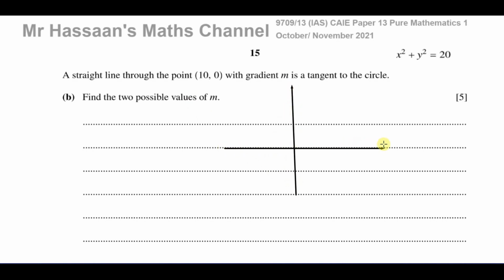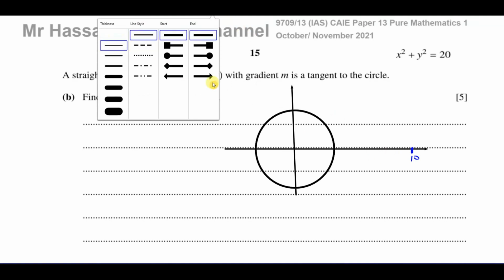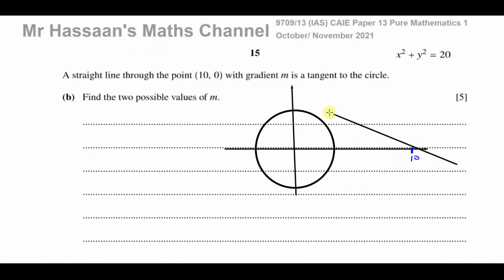Again, I'm going to draw this circle. Okay, so I'll draw the circle with center O. Now there's a point 10, 0, which is somewhere out here, 10, 0. And there's a line that passes through the point 10, 0, and it has a gradient m. And there's 2 possible ways that this line could be a tangent to the circle. One would be there, and the other one would be there. So those are the 2 possible lines which go through this point 10, 0 and are tangent to the circle. So there's 2 possible values of m, one for this and one for that.